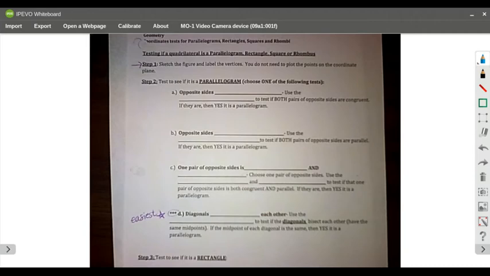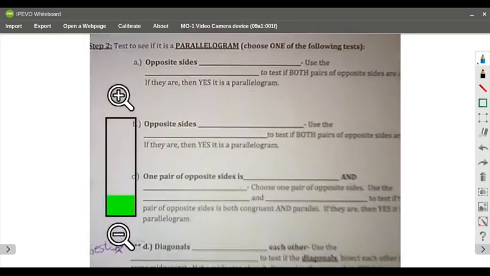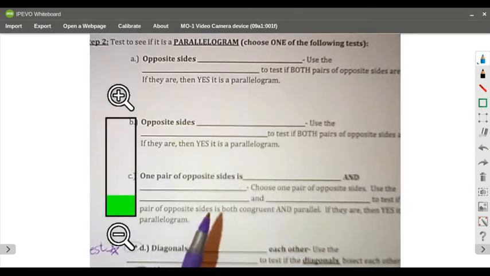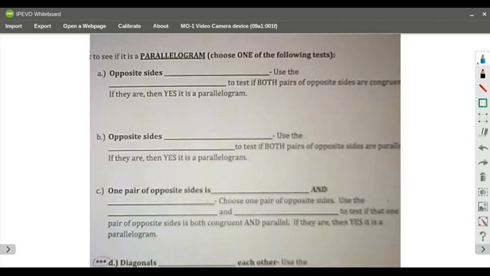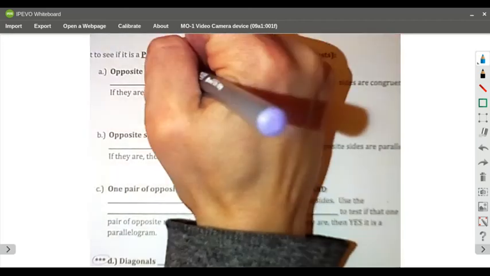Either way, let's just go through these. I'm still going to go through all the options, but when I do out the example, I'm only going to do it with part D. Okay, so the first thing that you can test for is to see if the opposite sides are congruent.